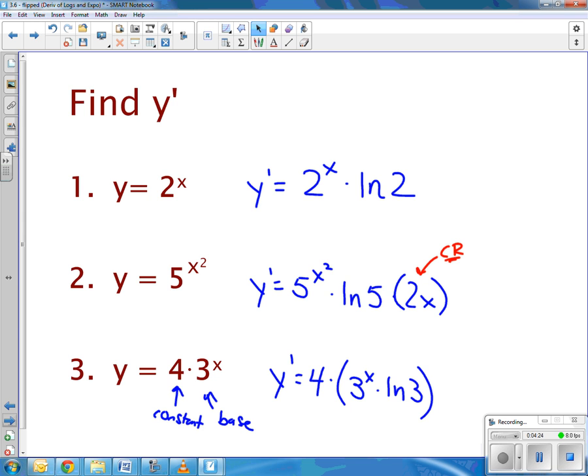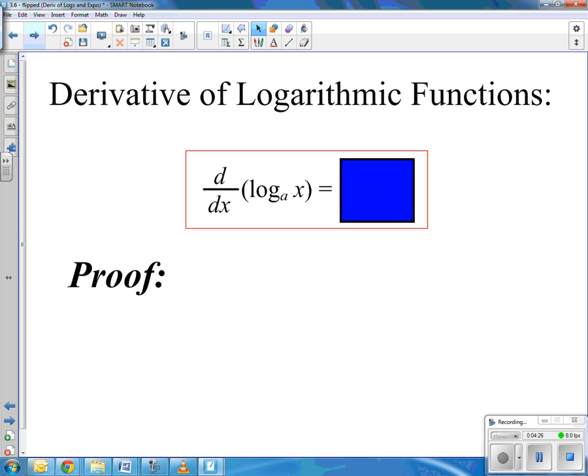So the next thing that we're going to cover is the derivative of logarithmic functions. As you see in the box there, we have derivative of log base a of x, and I'm just going to show you what this derivative is first. We end up with 1 over x times the natural log of the base.